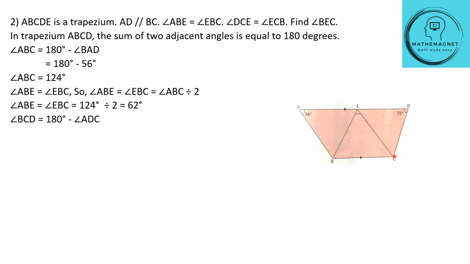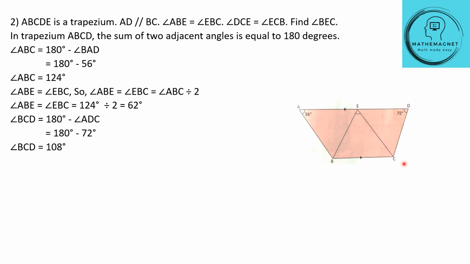So angle BCD will be equal to 180 minus 72, which is the sum of two adjacent angles equal to 180 degrees as per the properties of angles in a trapezium. So angle BCD will be 180 minus 72, which is equal to 108.